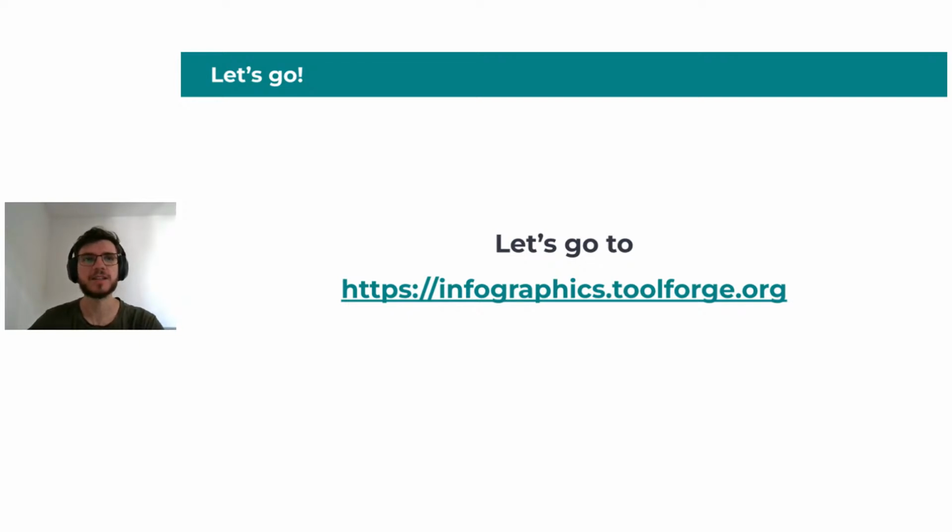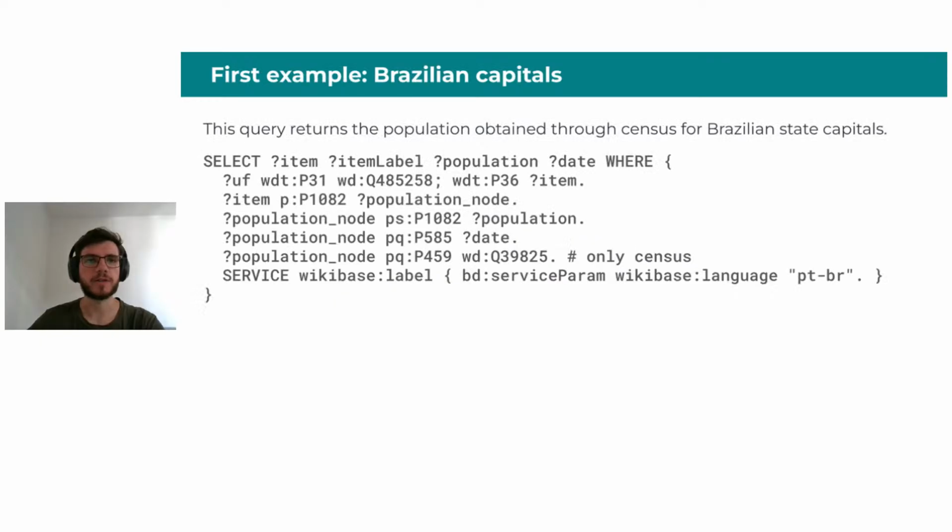So let's start with our first query to show, which is the population obtained through census for Brazilian state capitals. That's our query, and I will walk you through how that query works, and let's see it running on Wiki Infographics. So let me start by copying this query, and then I will share my screen with you.